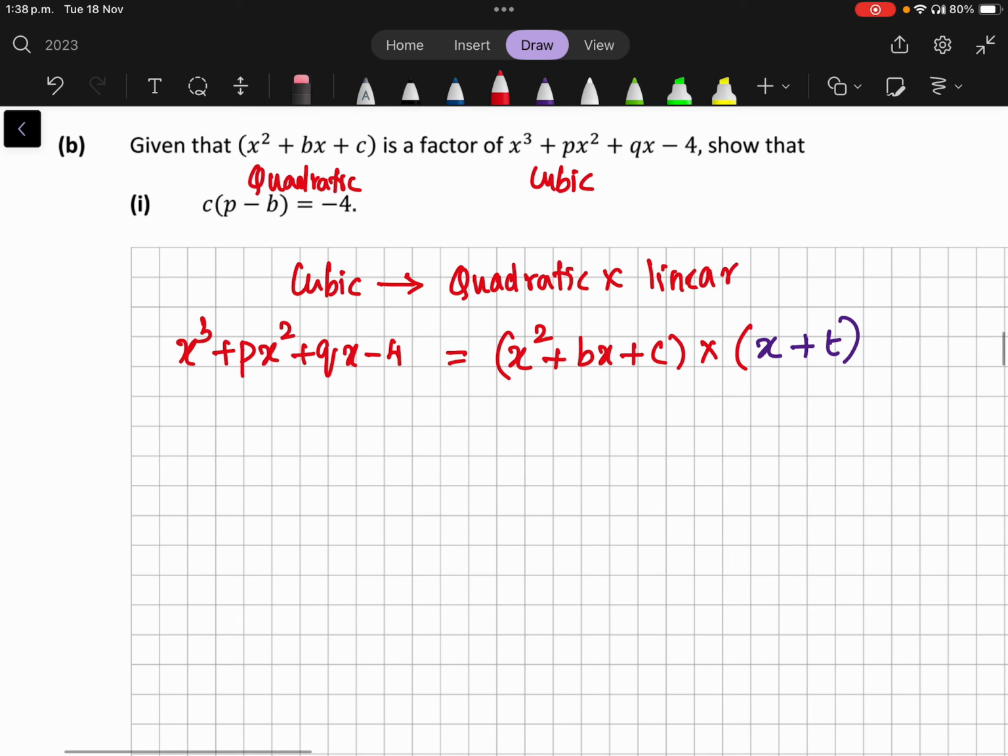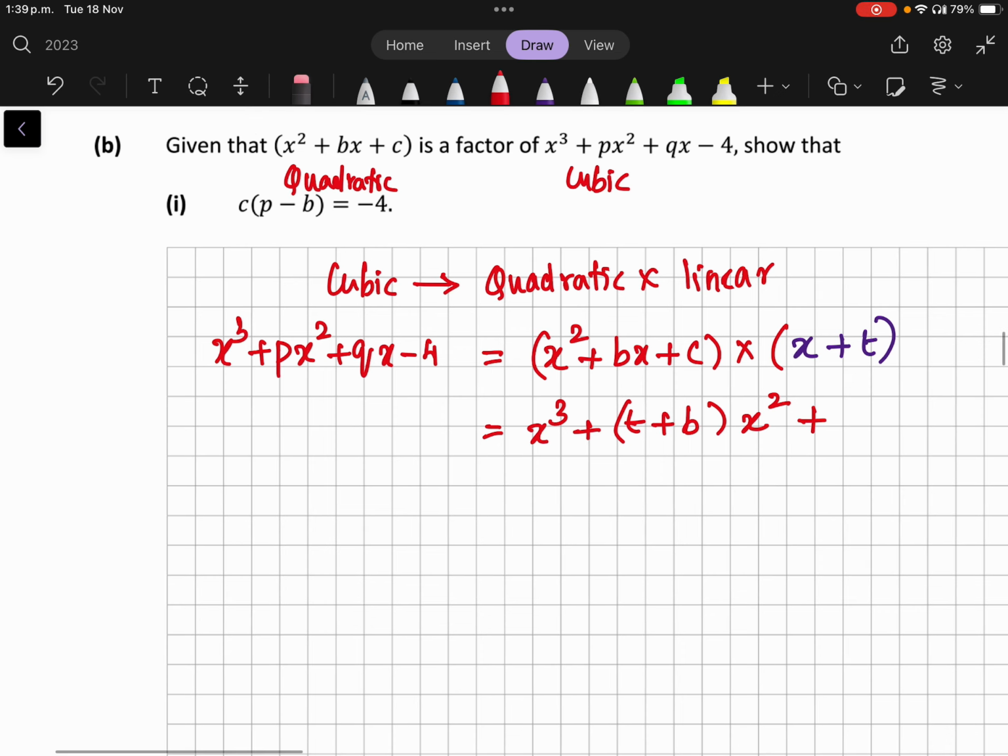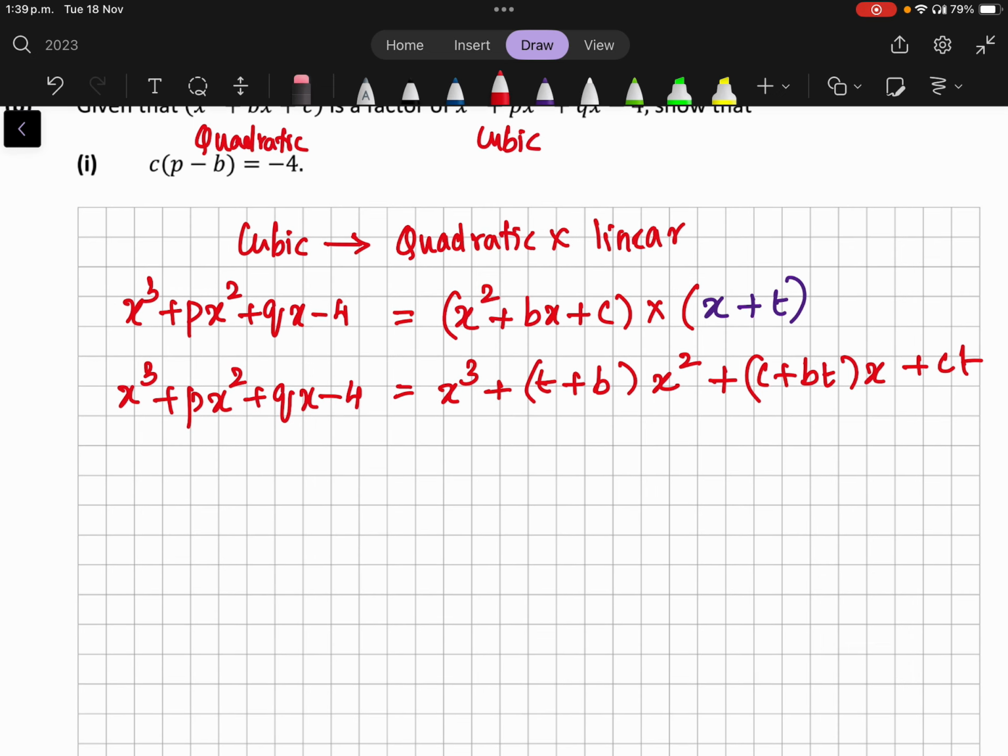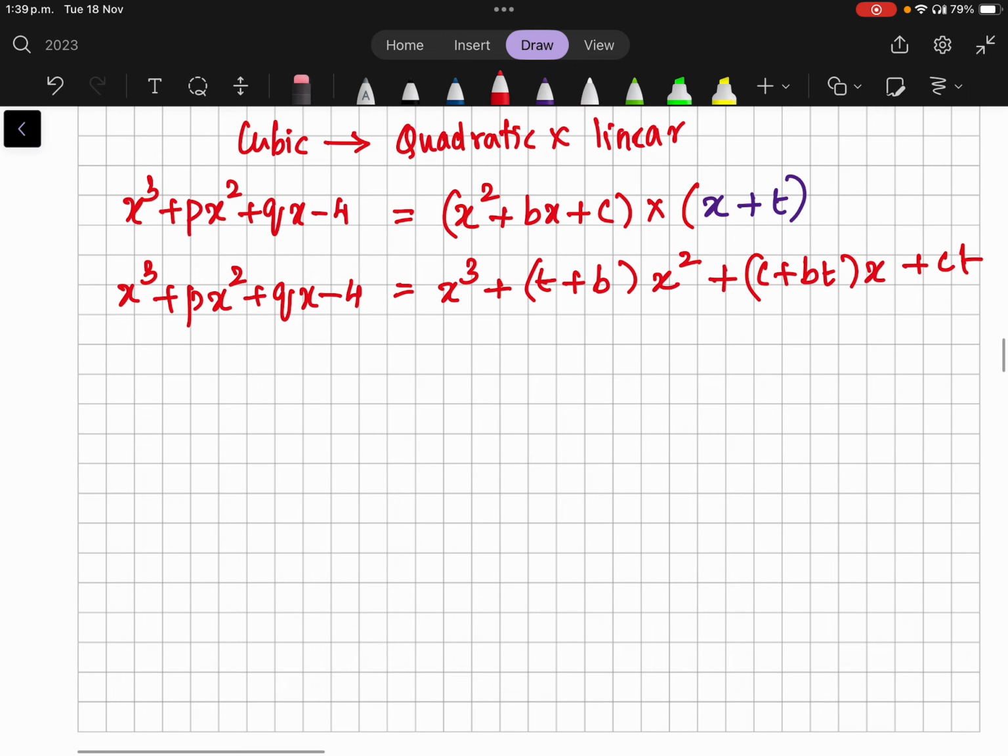Now what I can do, I can simplify this directly, so I will simplify this left hand side. So this will be x cube plus (t plus b) into x square. You multiply everything and then simplify this. Okay, and then you will get c plus bt times x plus ct, and here the left hand side remains the same, x cube plus px square plus qx minus 4. Okay, so now we have the same cubic equation on both the sides. Now we can equate it.